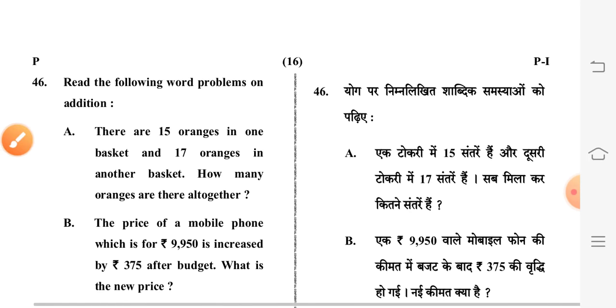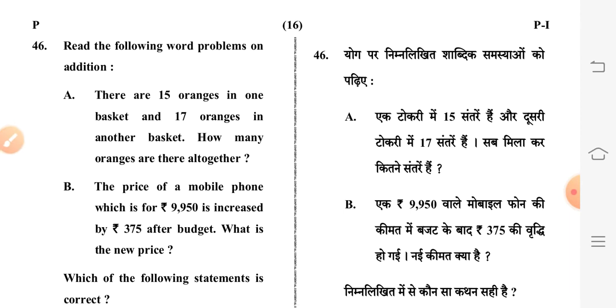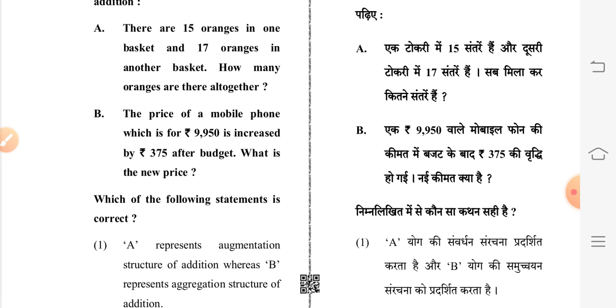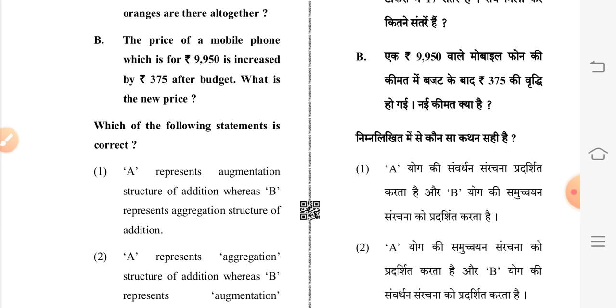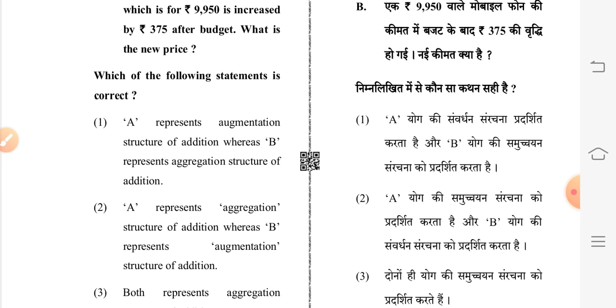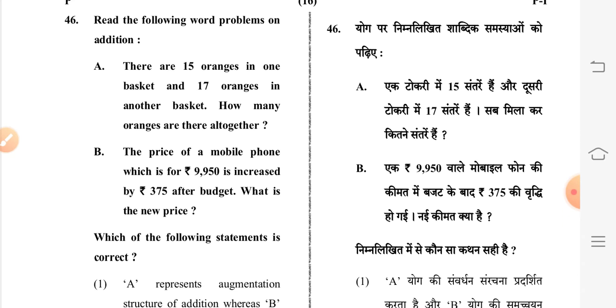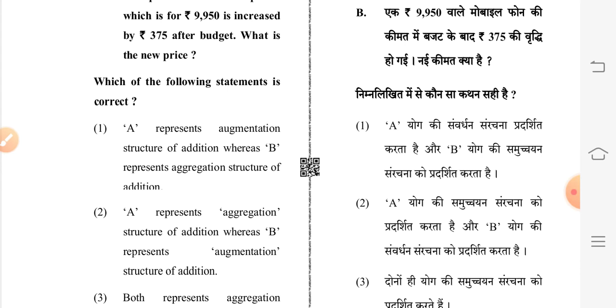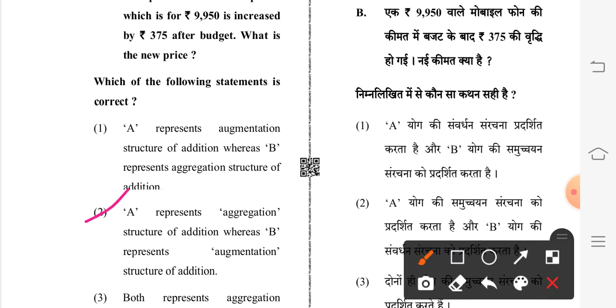Question number 46. Read the following word problems on addition. These are the word problems. A and B are the two problems. And read that questions and which of the following is correct. So these are the options. Correct option is second option. A represents aggregation structure of addition and B represents augmentation structure of addition.